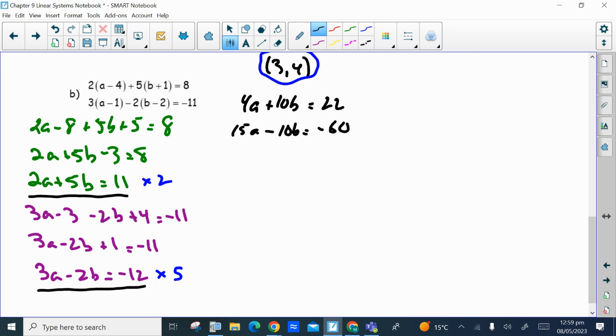Because the coefficients in front of the b's are opposites, we will add these equations together. 4a plus 15a gives 19a's. When you add the b's, they cancel. So finally, I'm going to add 22 and negative 60. That gives me negative 38. And when we divide both sides by 19, a equals negative 2.